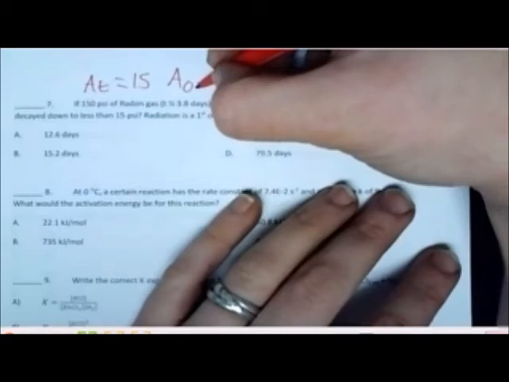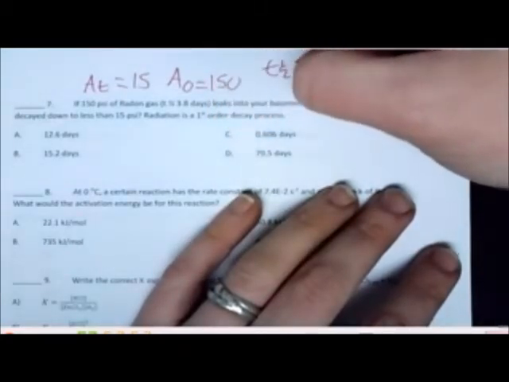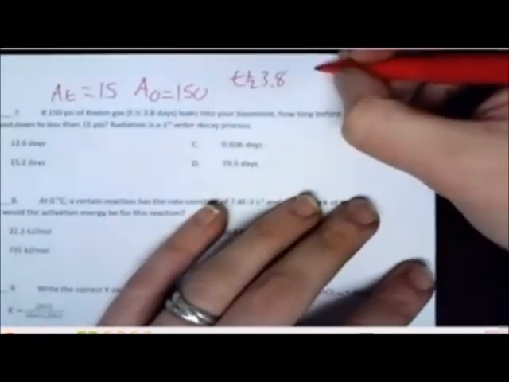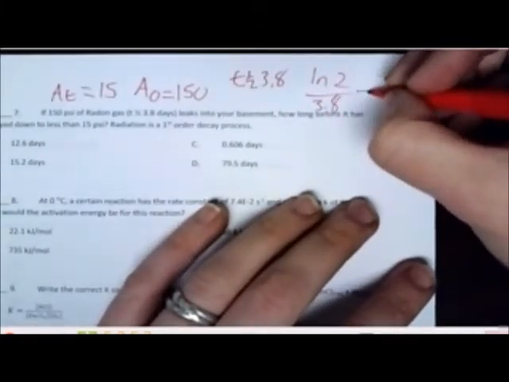Another first order equation. Radon gas has a half-life of 3.8 days. It leaks into your basement at 150 psi. How long before it's gone down to 15 psi? So I have A sub t is 15, A sub 0 is 150, and t1/2 is 3.8. So ln 2 over 3.8 gives us our k.